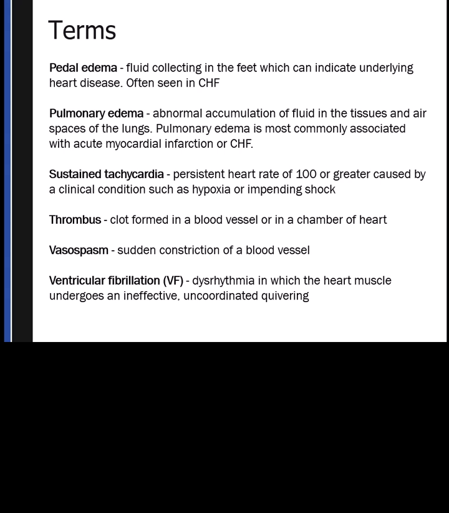And ischemia is what? Poor oxygen. Can we fix ischemia? But if we don't fix ischemia, it leads to what?